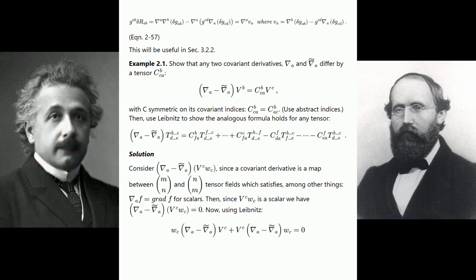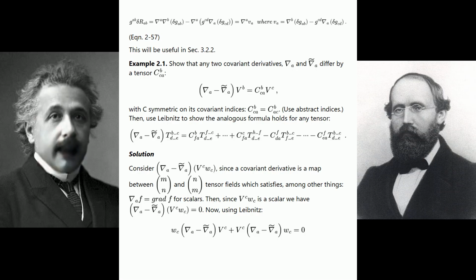Example 2.1. Show that any two covariant derivatives, gradient sub A and gradient tilde sub A, differ by a tensor C sub CA to the B power, see the next equation, with C symmetric on its covariant indices: C sub CA to the B power equals C sub AC to the B power. Use abstract indices. Then, use Leibniz to show the analogous formula holds for any tensor. See the equation shown. Solution.